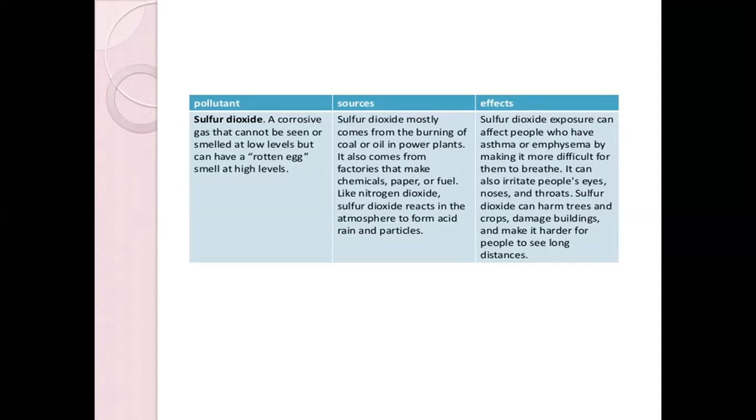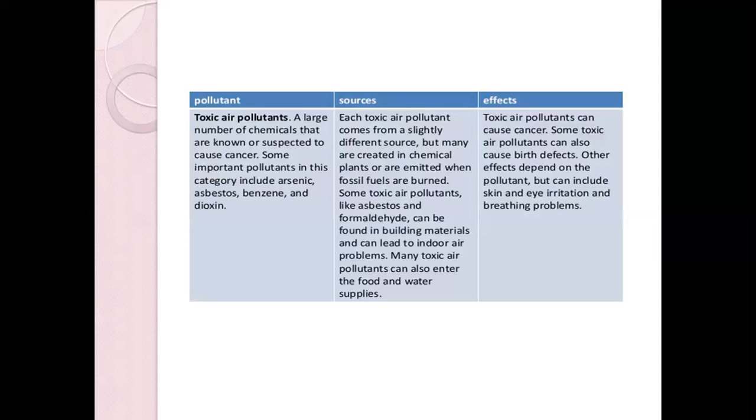So the next pollutant is the toxic air pollutants. These are a number of chemicals that are known or suspected to cause cancer. Some of these air pollutants are arsenic, asbestos, benzene, and dioxin. So these are some of the toxic air pollutants.